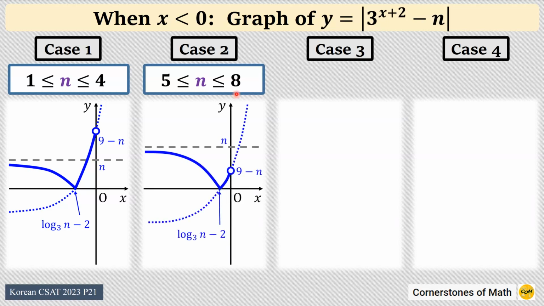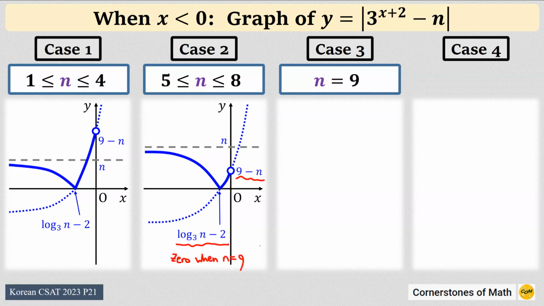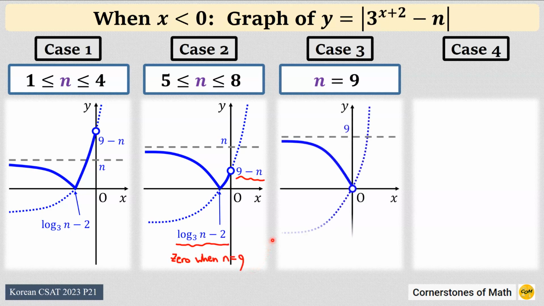You see the difference? Well, here, this y-intercept is still positive because it is 9 minus n, and similarly, this x-intercept is still negative, but the y-intercept is now below the asymptote y equals n because 9 minus n now becomes less than n. Now let's see what happens when n becomes exactly 9. You can easily notice that this y-intercept becomes 0 when n equals 9. Moreover, this x-intercept also becomes 0 when n equals 9. So now we have this graph. With both x and y-intercept becoming 0, the graph now passes the origin, and the asymptote is y equals 9.